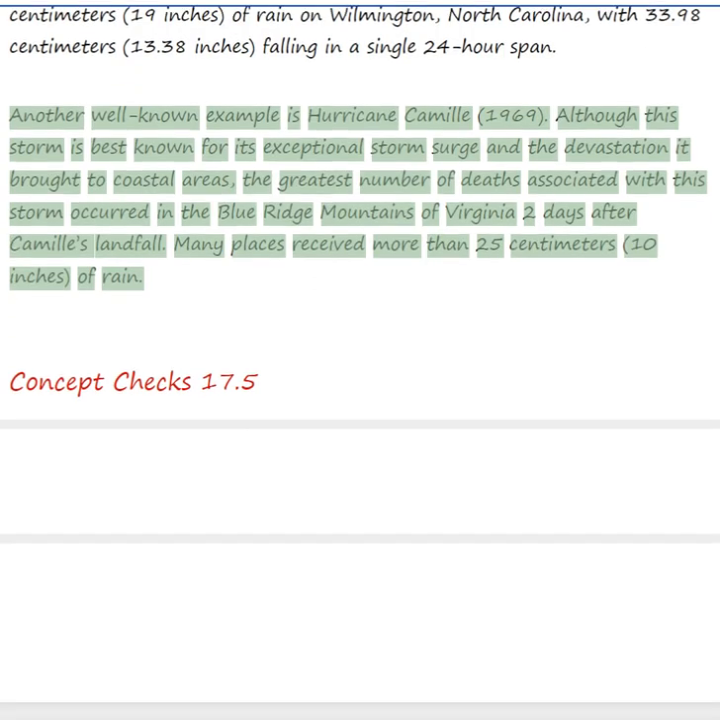Another well-known example is Hurricane Camille. Although this storm is best known for its exceptional storm surge and the devastation it brought to coastal areas, the greatest number of deaths associated with this storm occurred in the Blue Ridge Mountains of Virginia 2 days after Camille's landfall. Many places received more than 25 centimeters of rain.